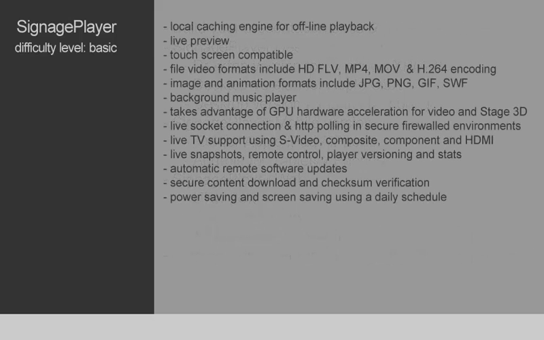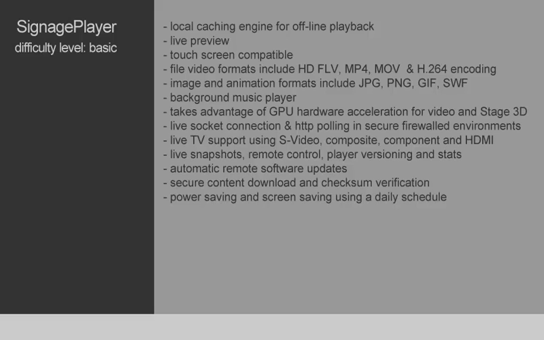The Signage Player uses a local caching engine for offline playback. This means that if you lose internet connectivity at the location, the Signage Player will continue to run as is, so there's not going to be any interruption to your audience. It also has live preview. This means that the Signage Player is also embedded inside the Signage Studio, so you can do a live preview and see what you've built before actually pushing it to your remote locations.